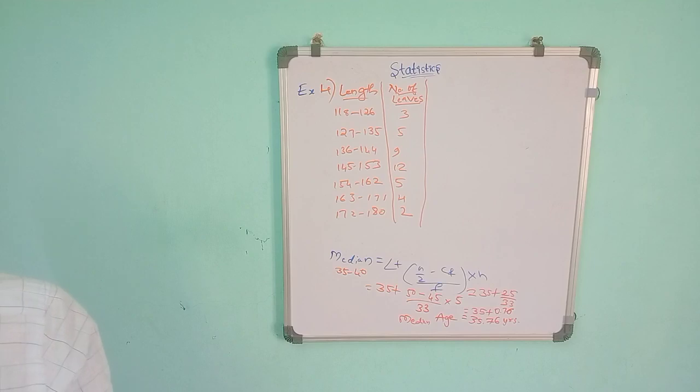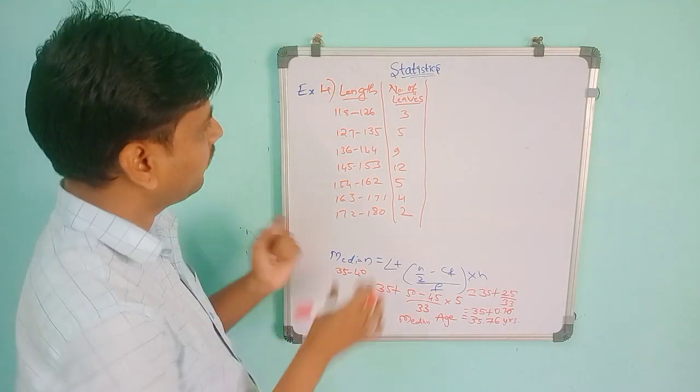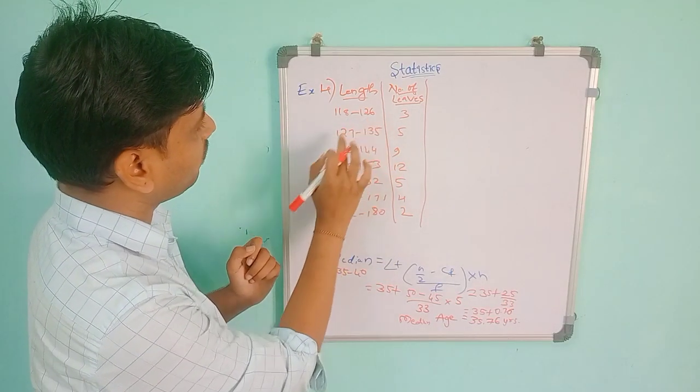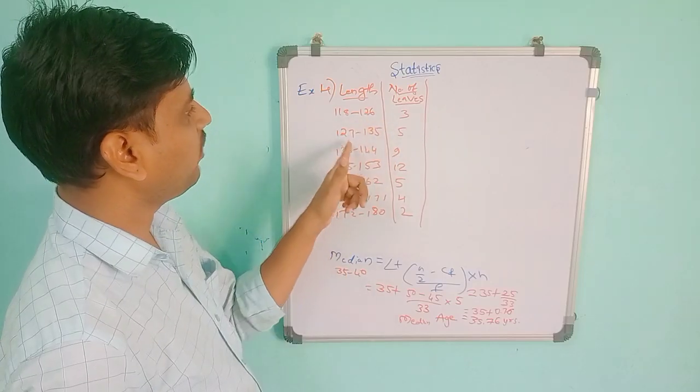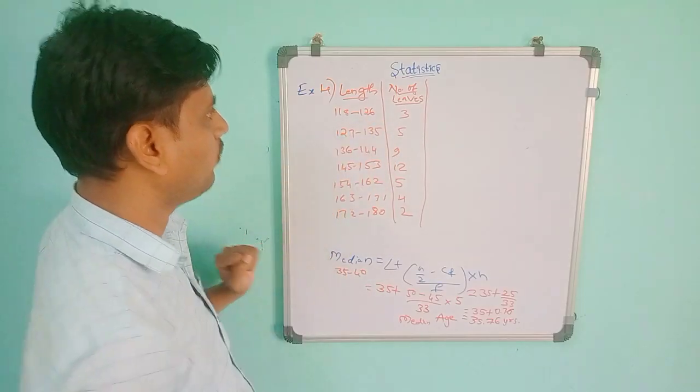For this one, you have to find the cumulative frequency. Before that, the intervals are 118 to 126, then one number is missing, so 127 is there. So it is not in the correct form. What do we have to do?